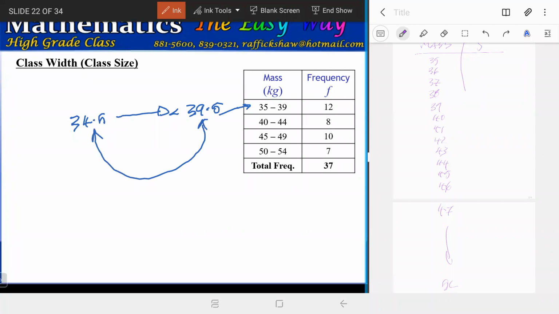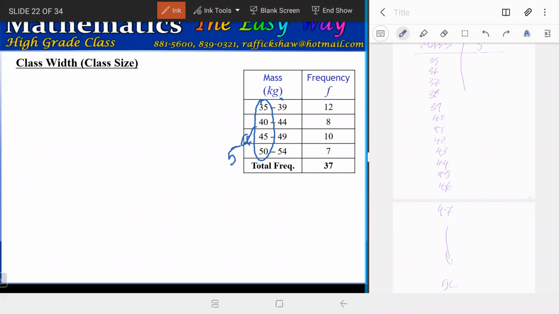How wide that is. Not the 35 to the 39, but the 35 to the 39 is just 4. But the class width actually is 5, because I work out 5, subtract them. And I can also know the class width is 5, is that these lower limit values, they're going up by 5, you see? They're going up by 5.